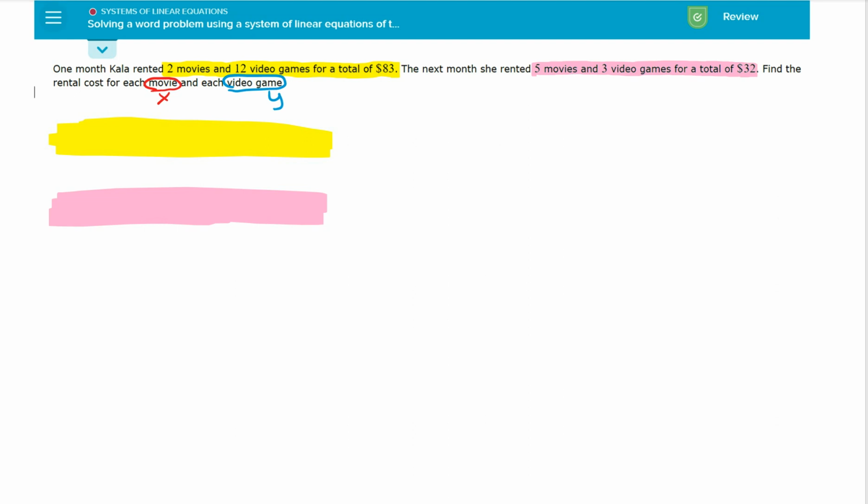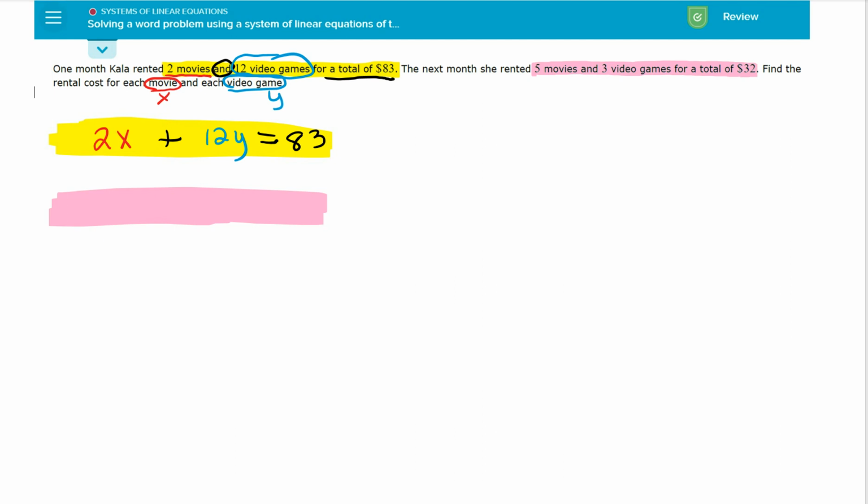It says she rented 2 movies, so that would be 2 X's, and so plus 12 video games, so 12 Y's, for a total, which means to add up, of $83. So there you go. There's my first equation.